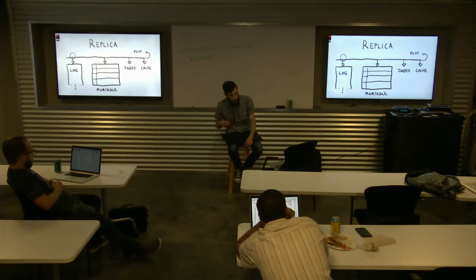So the commit log is broken up into segments, and each segment I think is like 64 megabytes, and it stays around to ensure the durability of the write until that write can be written out to disk in the form of an SS table.